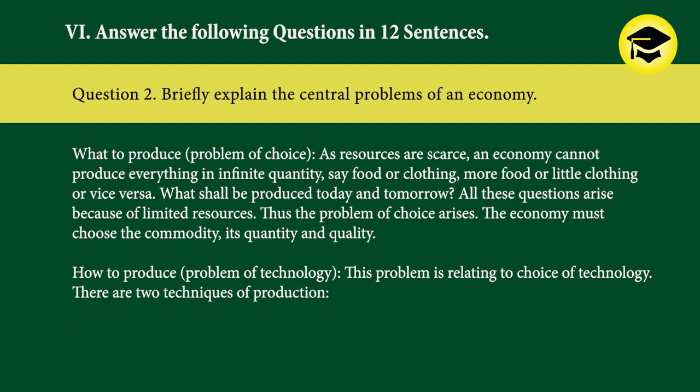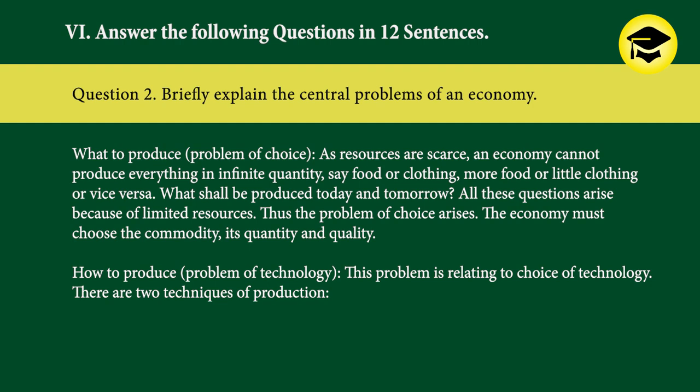What to produce, problem of choice. As resources are scarce, an economy cannot produce everything in infinite quantity, say food or clothing: more food or less clothing, or vice versa. What shall be produced today and tomorrow? All these questions arise because of limited resources. Thus the problem of choice arises. The economy must choose the commodity, its quantity and quality.